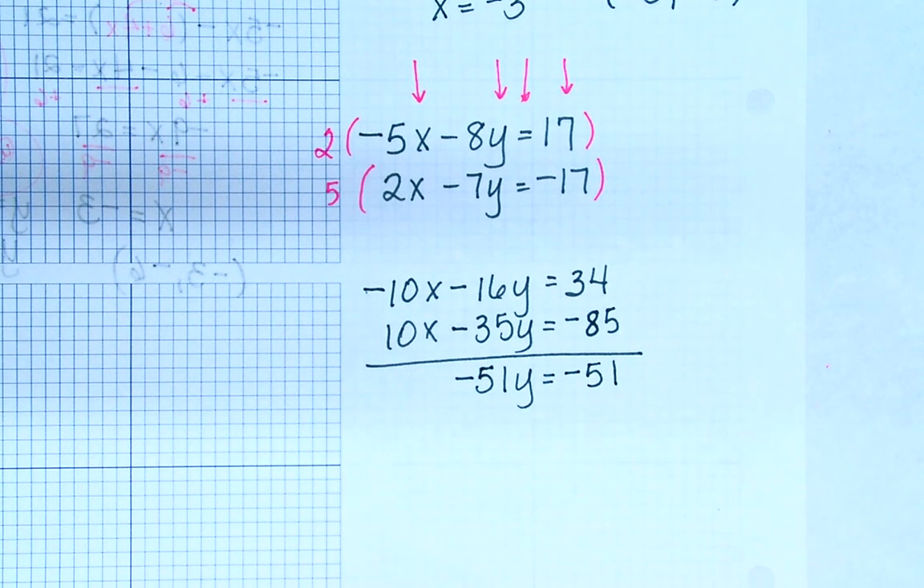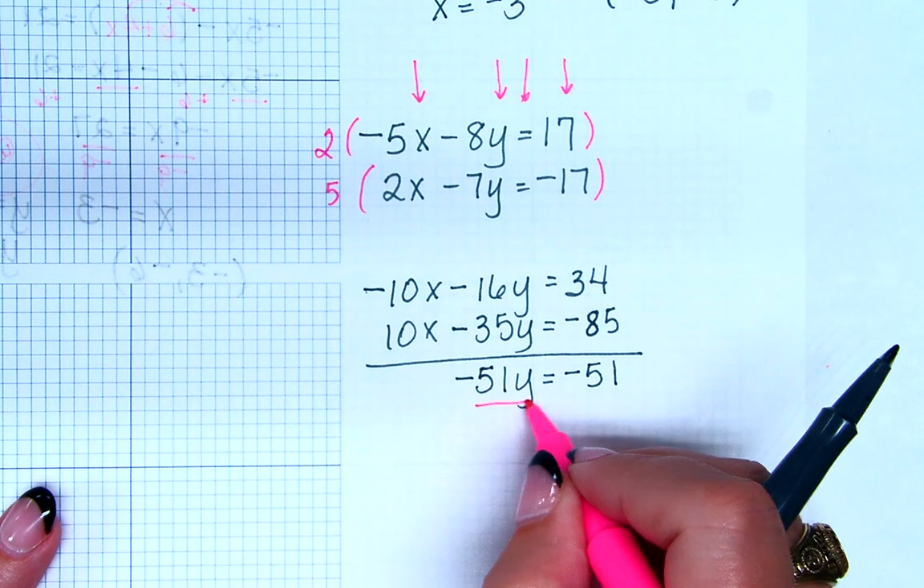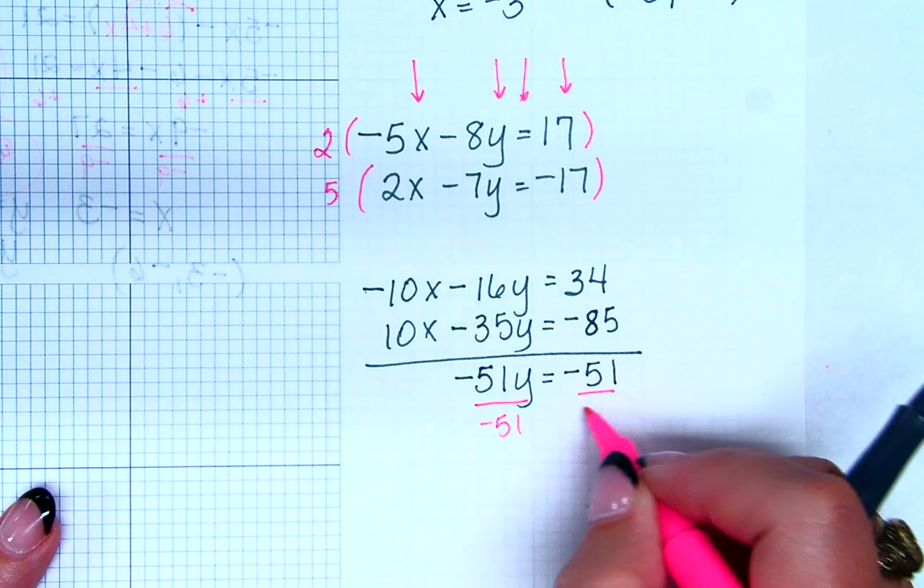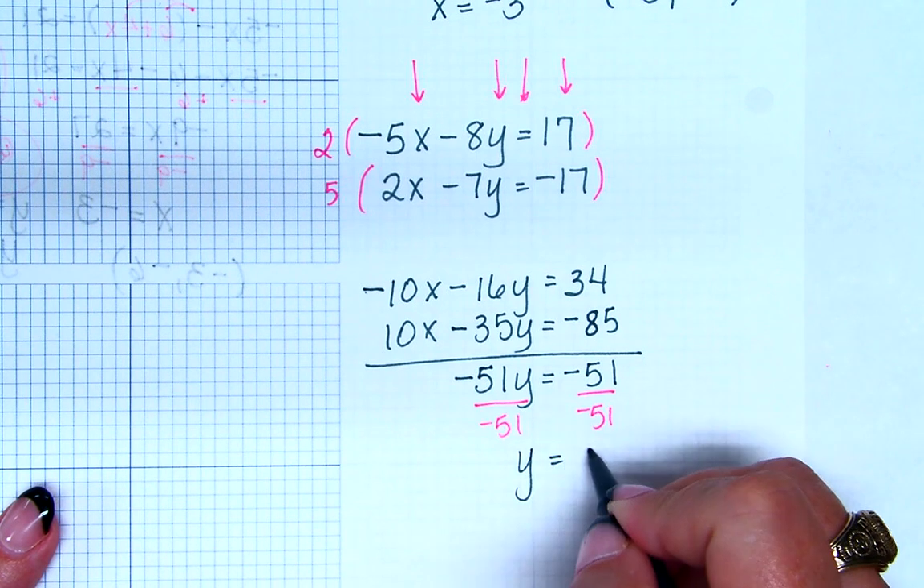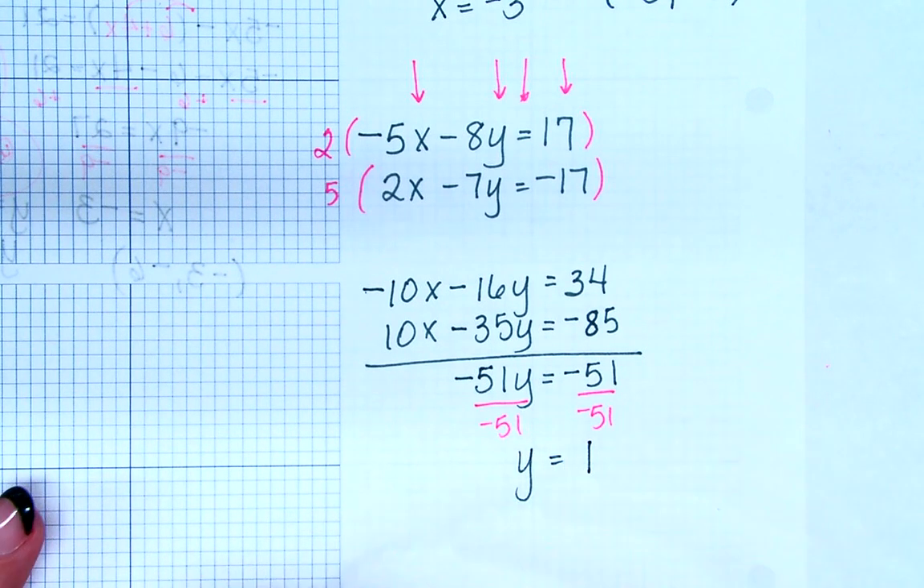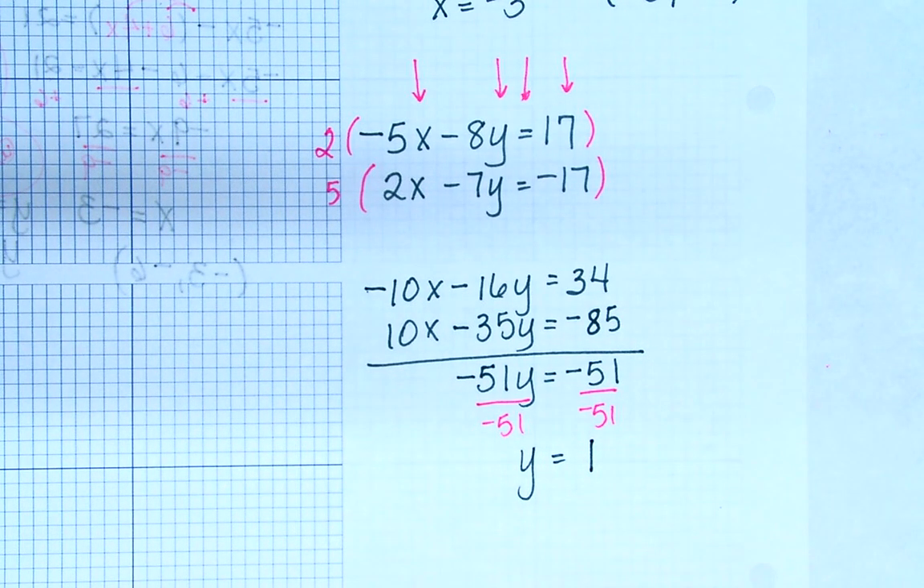It's always nice when that happens, right? Because then when I go to divide both sides by negative 51 to solve for y, what do I get? Y equals 1. Am I done? Okay, not done. What do I need? Where am I going to go?